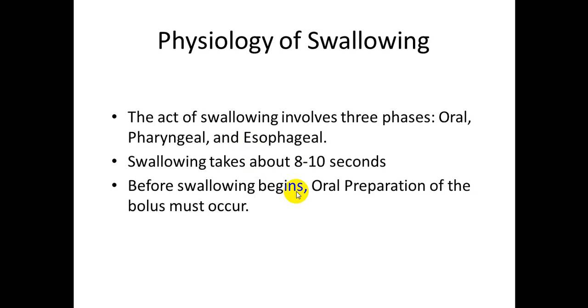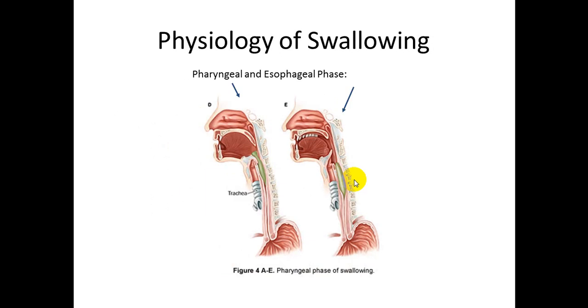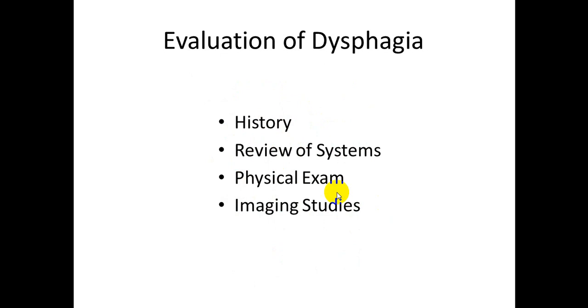Before swallowing begins, oral preparation of the bolus must occur. So this is the oral phase, this is the bolus, this is the pharyngeal phase. Physiology of swallowing: pharyngeal and esophageal phase. This is the slow descent of the bolus in the esophagus, as seen in this diagram.